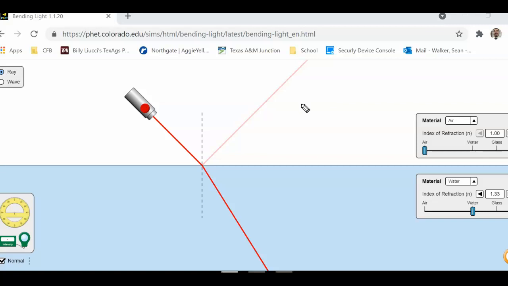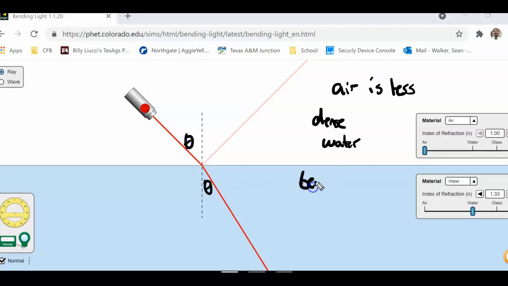Basically, because air is less dense than water, when the light goes from the air into the water, notice how this angle down here is less than this angle up here. And so what we say is it bends towards the normal line. The angle gets closer to that dotted normal line. We say it bends towards the normal.